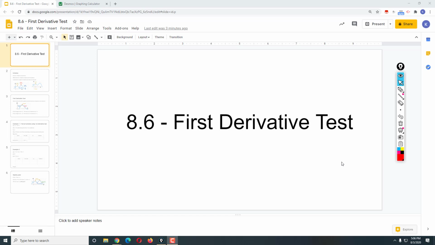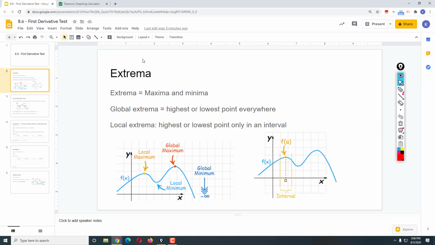Welcome to Unit 8, Lesson 6, the first derivative test. Remember from the last lesson, when the first derivative is positive, the function is going up. When the first derivative is negative, the function is going down. We can use this to help us figure out maxima and minima.